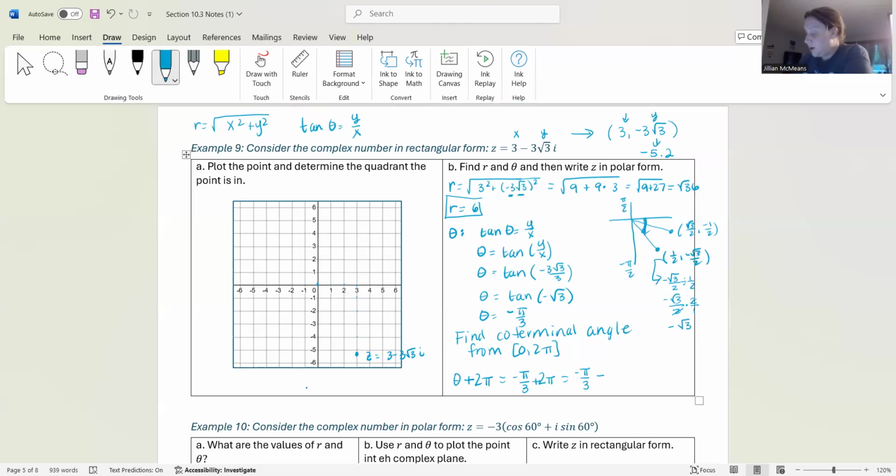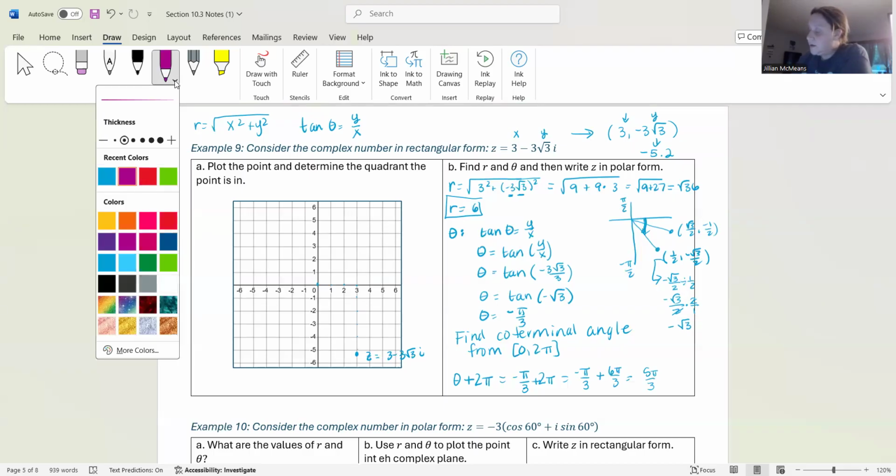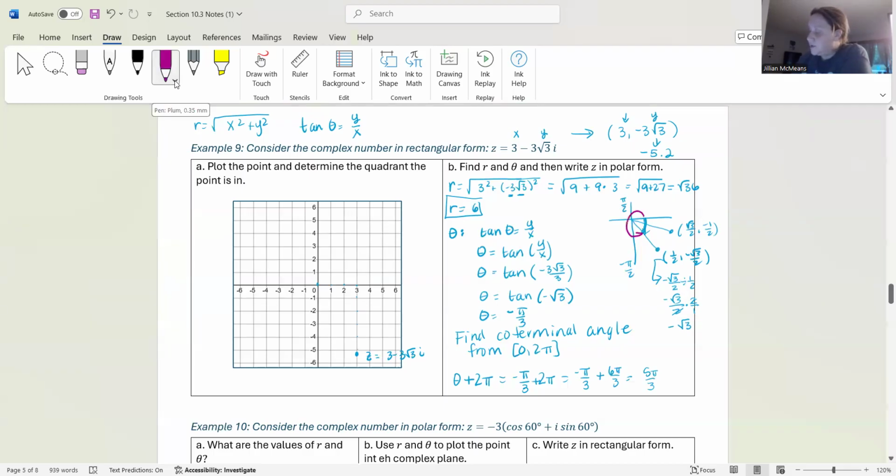Okay, so we're going to get plus 6 pi. Yeah, we're good. So we're going to get 6 pi over 3, which gives us 5 pi over 3. And if you're in the unit circle, positive 5 pi over 3 is right here. So we're good. We have a value that's between 0 and 2 pi.